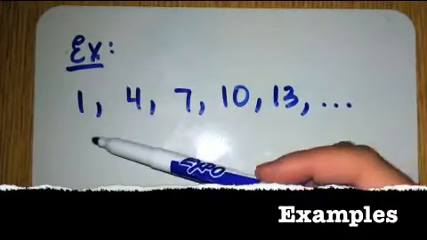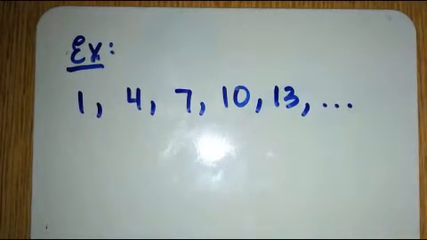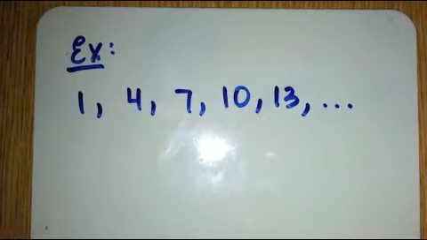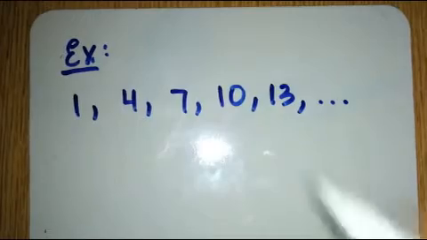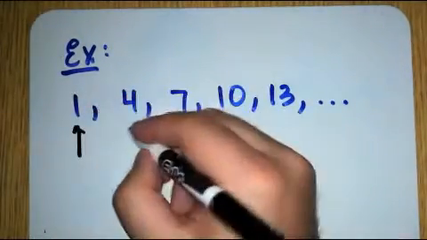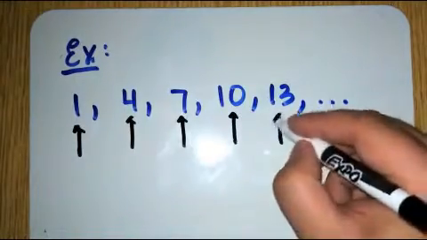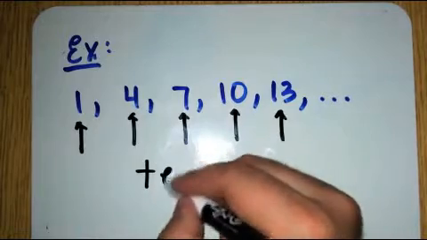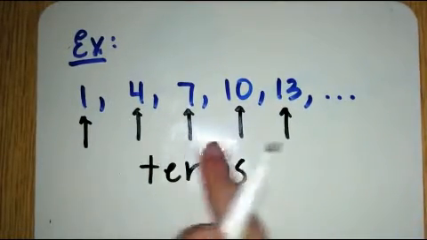Okay, so we've got another specific sequence here. We've got 1, 4, 7, 10, 13. Now, just for some basic terminology, just so that you know what we're going to be saying in a few moments, these individual items in the sequence, so the 1, the 4, the 10, the 13, and whatever other numbers you continue with, are all called terms. Every single one of them is a term.